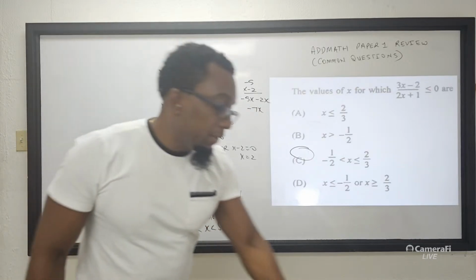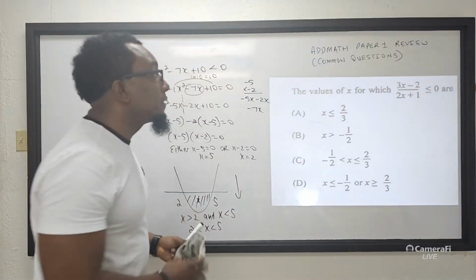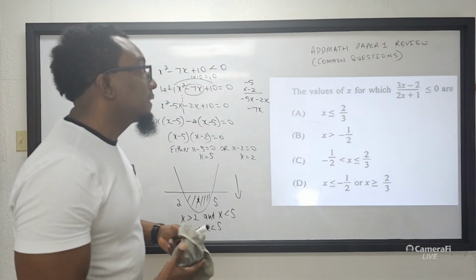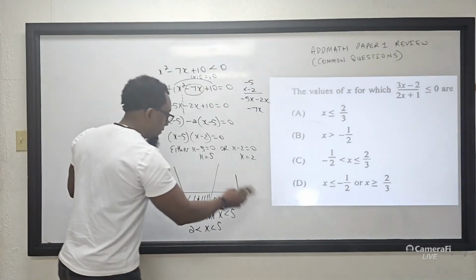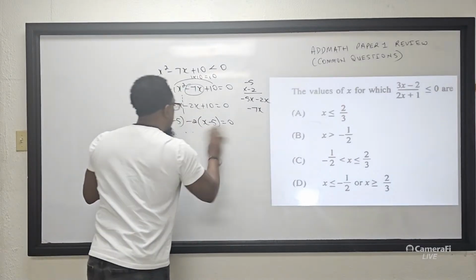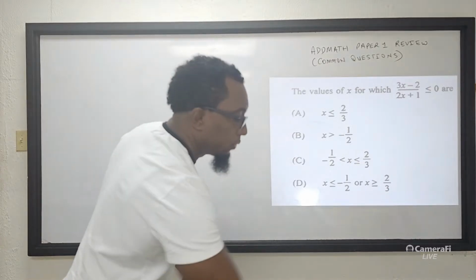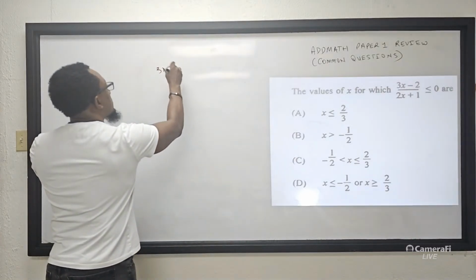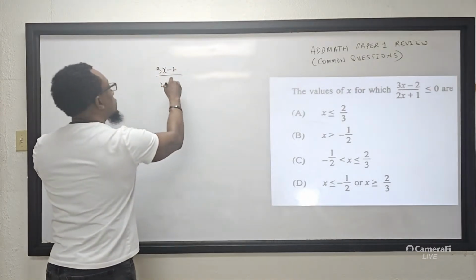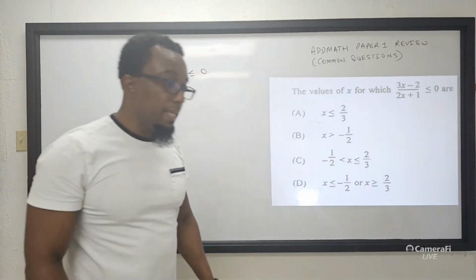Right, so another very common question we see in the exam, rational inequalities. So also an inequality involving your understanding of quadratics and how we're going to treat with a quadratic inequality. So I'm erasing all this. So 3x minus 2 all over 2x plus 1 is less than or equal to 0. It's called a rational inequality.